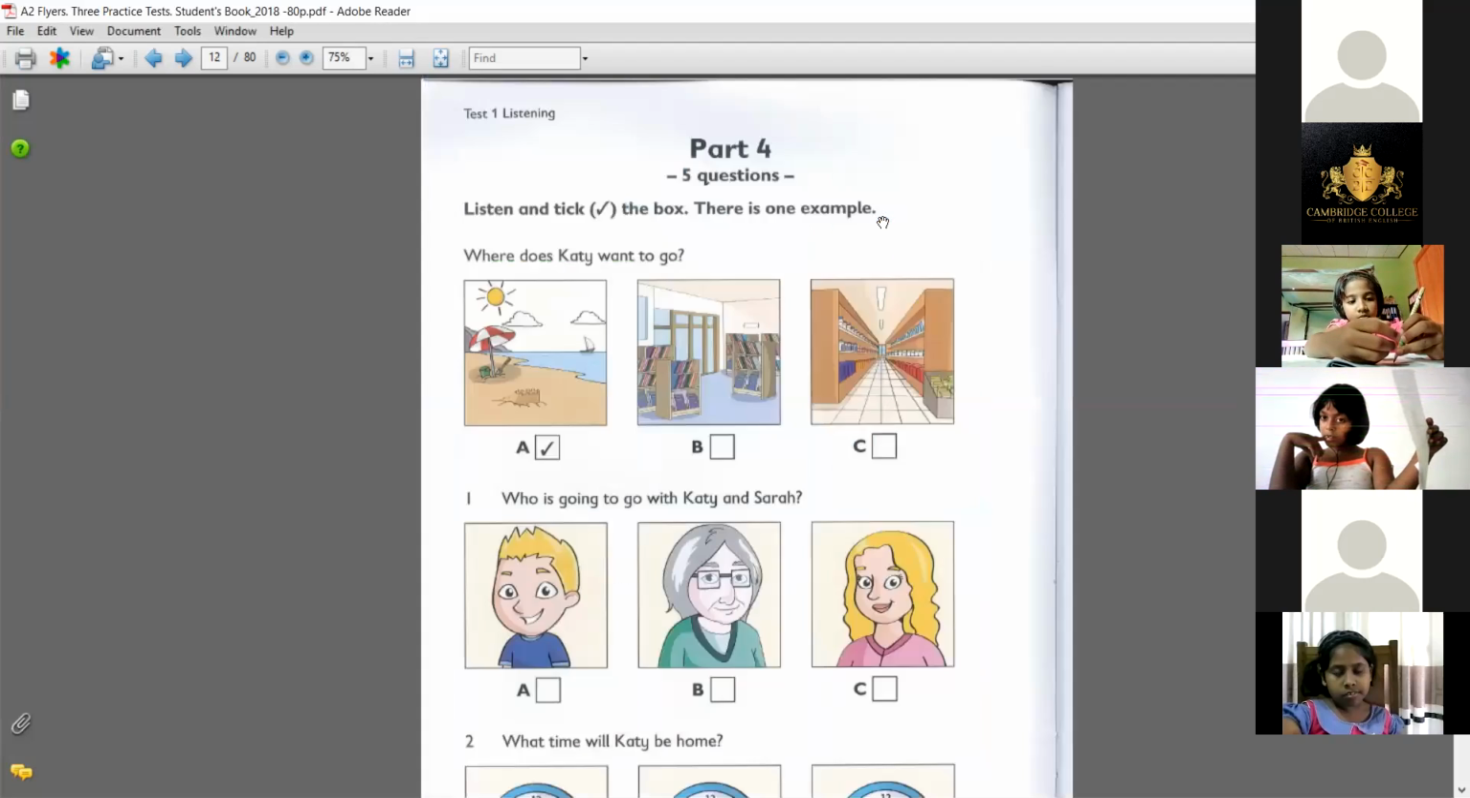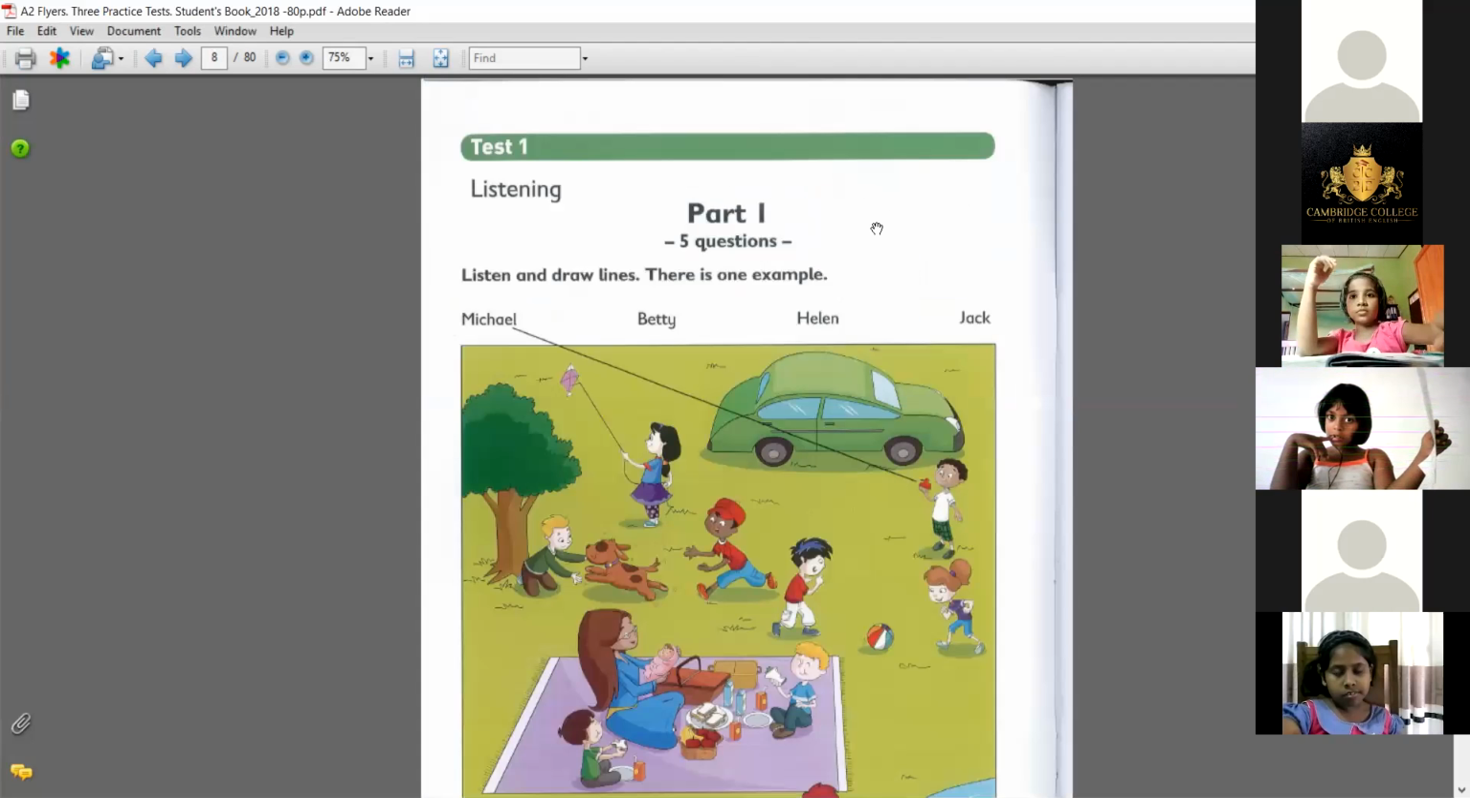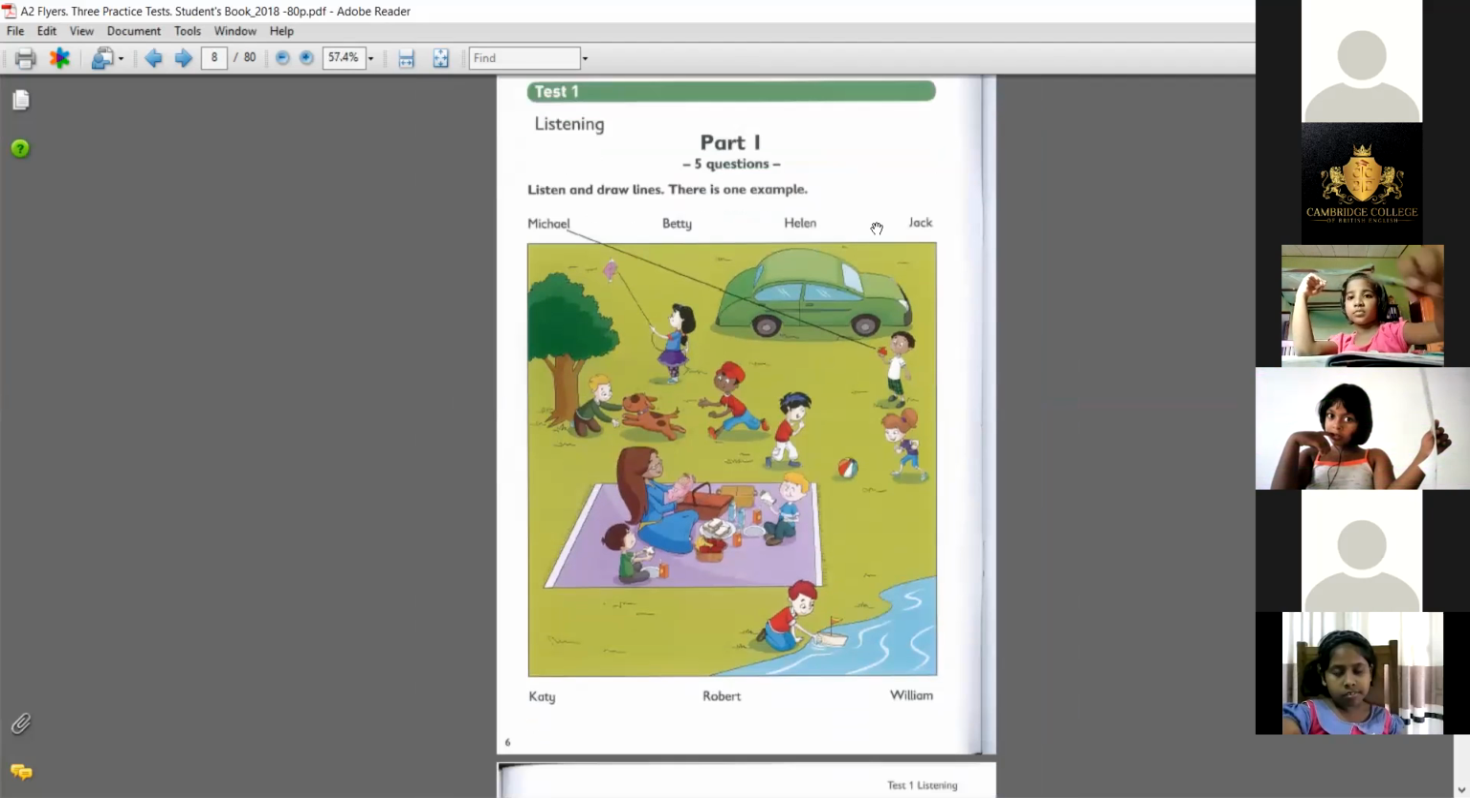So here you want to remember, Puta, you will get 5 parts for the listening paper. How many parts you will have? You will have 5 parts for the listening paper. Good. Then when we write the answers in part one, you have to match the names with the people.